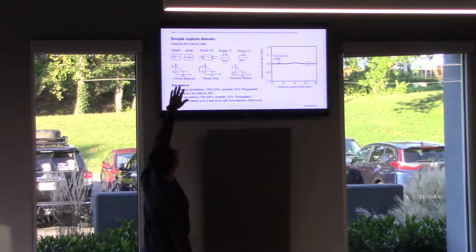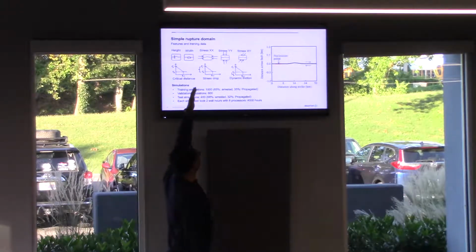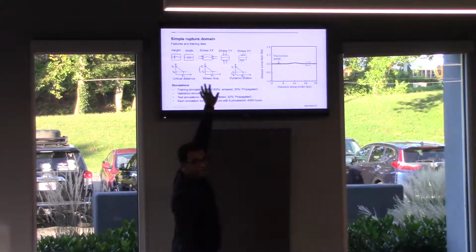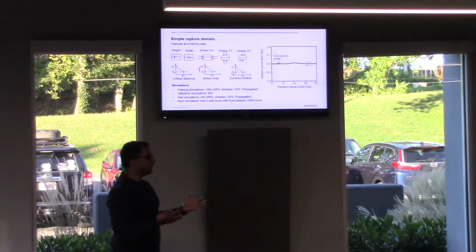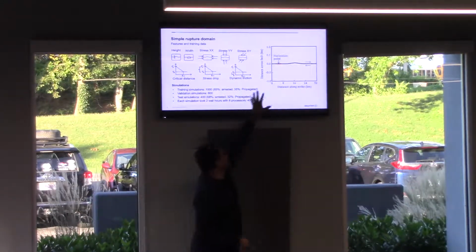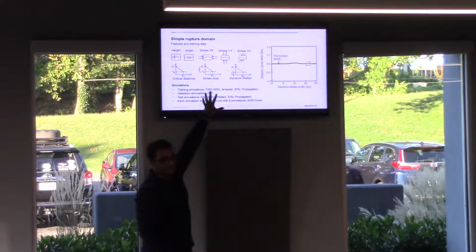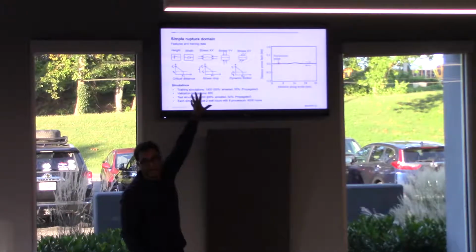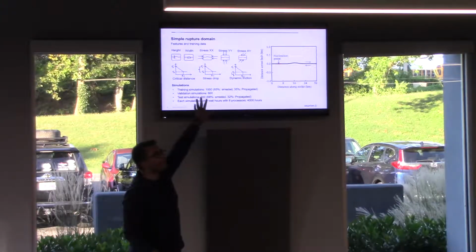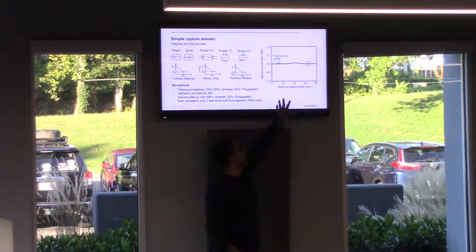And we have the material properties: critical distance, stress drop, and dynamic friction. These are all physical parameters of this body here. So we simulated, varying these 8 parameters, and with different variations of the 8 parameters, we got 2,000 simulations.